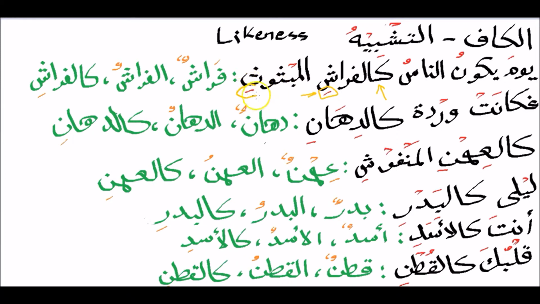المبثوث also has a كسرة because it is describing فراش. It's a direct relationship here, which is مبثوث is an adjective of فراش. So it has to follow فراش in being مخفوض, meaning having a كسرة on the end.